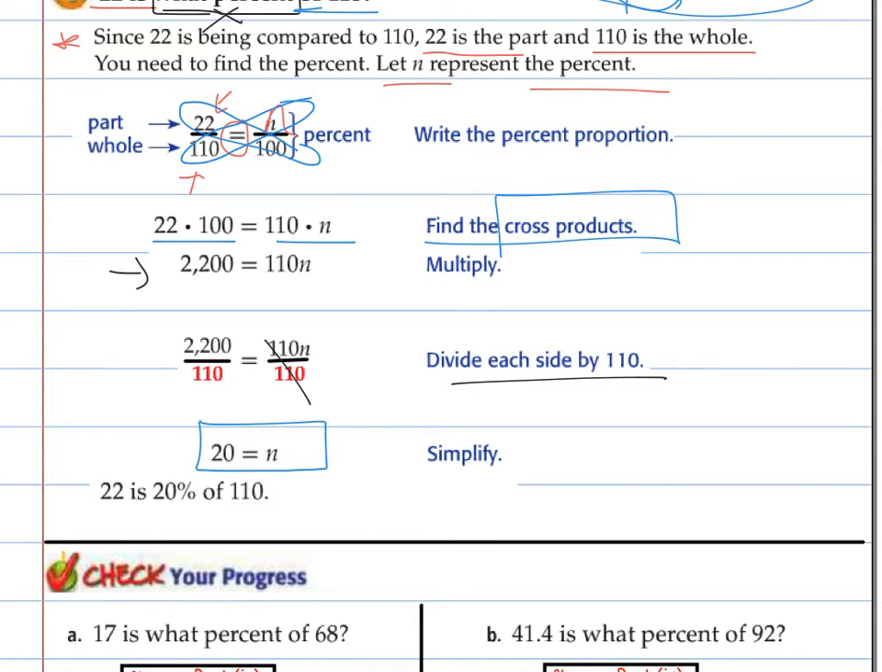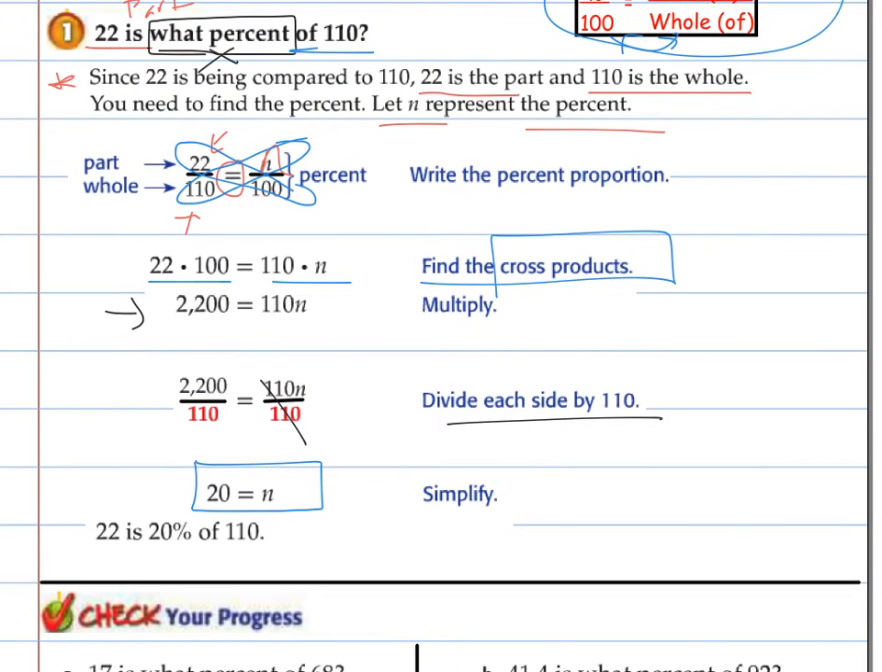So what that means is from our original sentence, 22 is what percent of 110, you can fill in what you found. 22 is 20% of 110. It's like a big puzzle piece. You just determine what piece fits where, and then put them together.